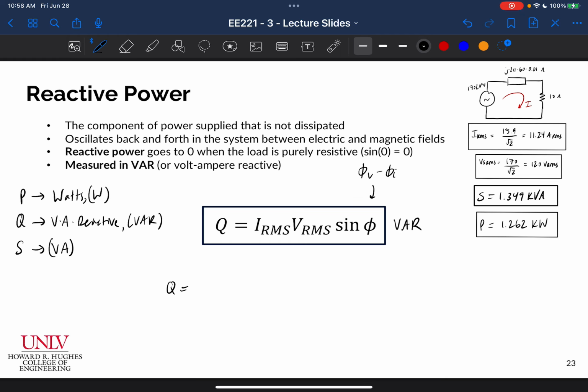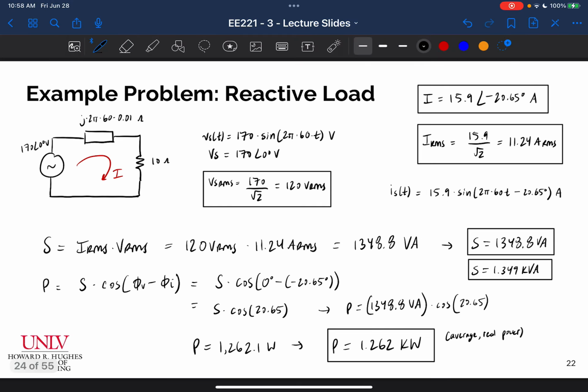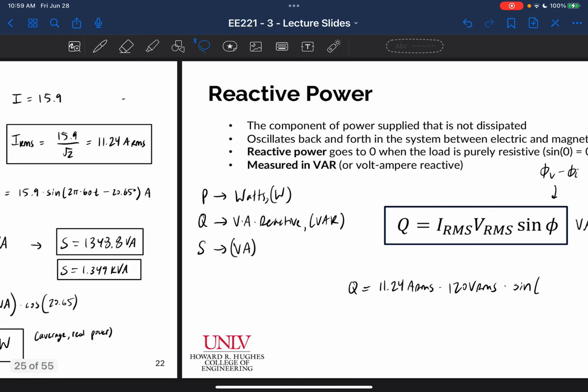I would say that Q, the reactive power, the amount of power that is not being supplied to the load, but rather is oscillating back and forth in my circuit doing no work, is equal to the RMS of the current, right? Amps RMS, multiplied by the RMS of the voltage, multiplied by the sine of the phase angle between the voltage and the current. Well, I didn't bring those over here with us, but let me grab those too so we have them. Actually, let's just take note. It's negative 20.65, so you guys remember.